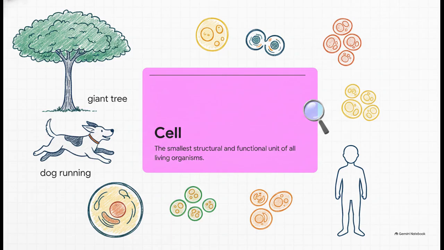A cell is officially defined as the smallest structural and functional unit of all living organisms. Basically, it's the absolute smallest thing that can carry out all the processes needed for life, like taking in nutrients, releasing energy, and reproducing. Now, some organisms, like certain bacteria, only need one single cell to survive. But larger organisms, like us humans, we're made up of trillions of these guys.